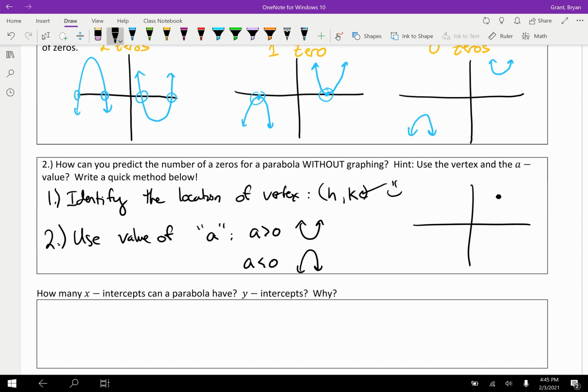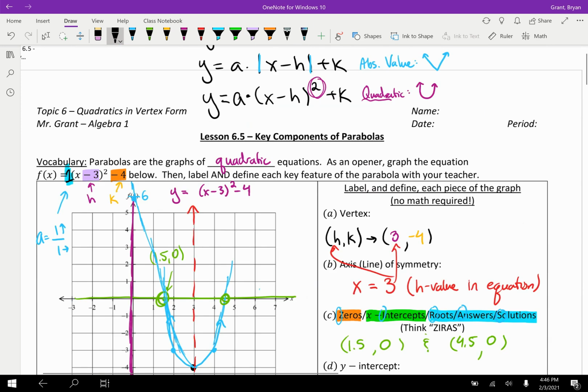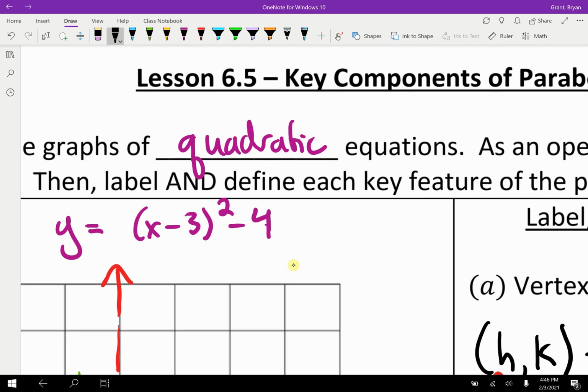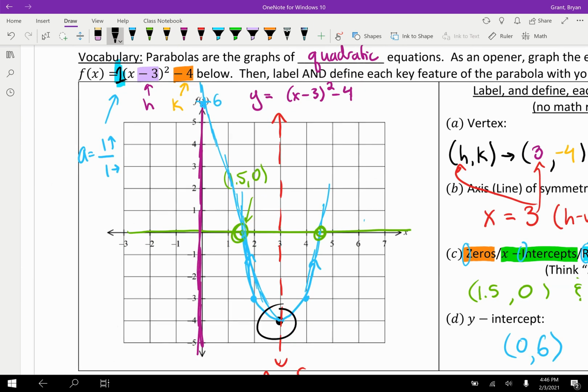And by combining those 2 facts, you can really visualize how many zeros there are without even having to graph. I could have looked at this equation and said, this is 3, -4. So visualizing in my head, 3, -4 is down in that 4th quadrant. And then A is positive, so I know it's opening up. That means right away, I know there are 2 zeros.